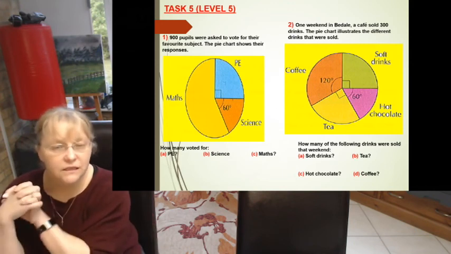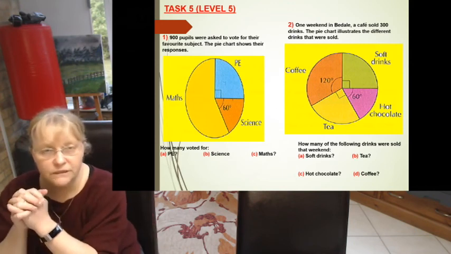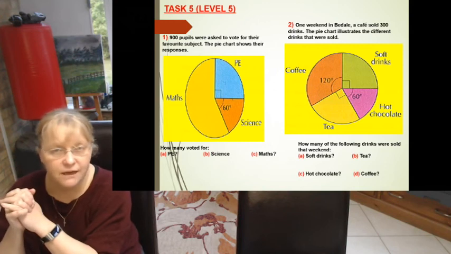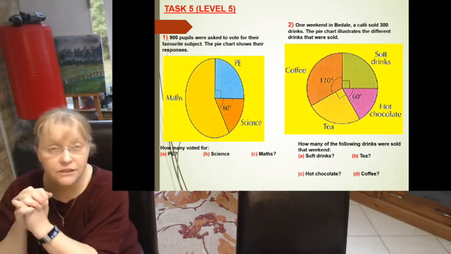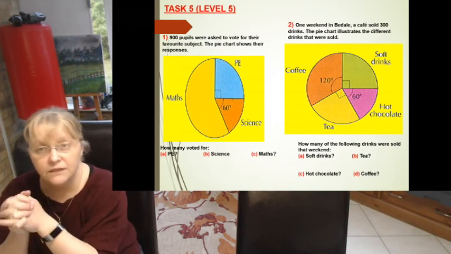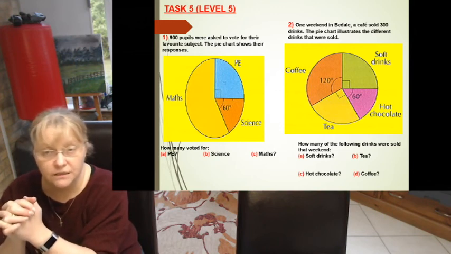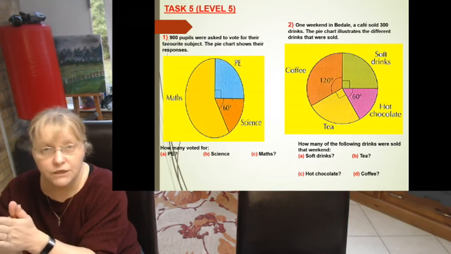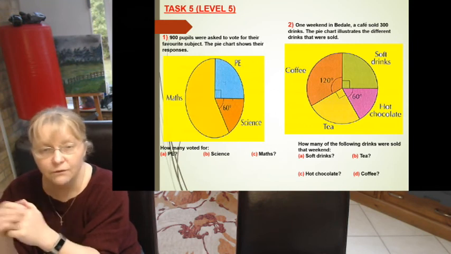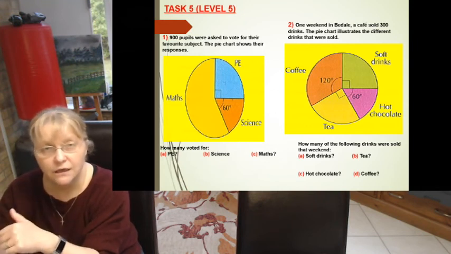Now this is another level 5 question. So 900 pupils were asked to vote for their favourite subject, and the pie chart shows the responses. And the second one is, one weekend in Bedell, a cafe sold 300 drinks. Pause these questions now and have a go at each part, and then come back to me.